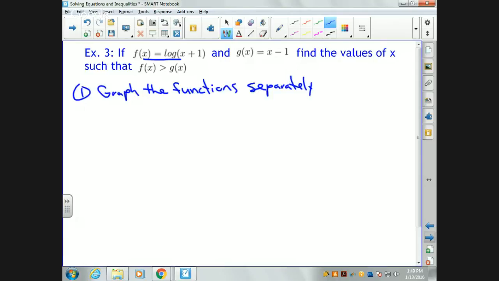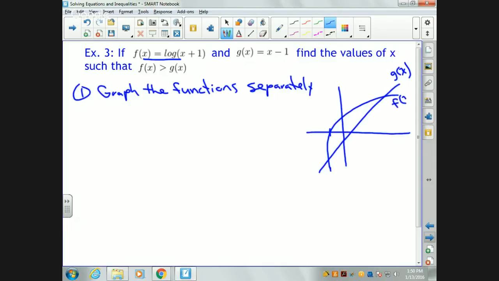I'm going to do a rough sketch of what this looks like, and if I asked you to do this on a test, you could do the same sort of thing. The log of x plus 1 is a log function shifted 1 to the left, so it looks sort of like this. And x minus 1 looks like this. So this is g, this is f. And we want to know where f of x is greater than g of x. It's basically in this section right here, from here to here.